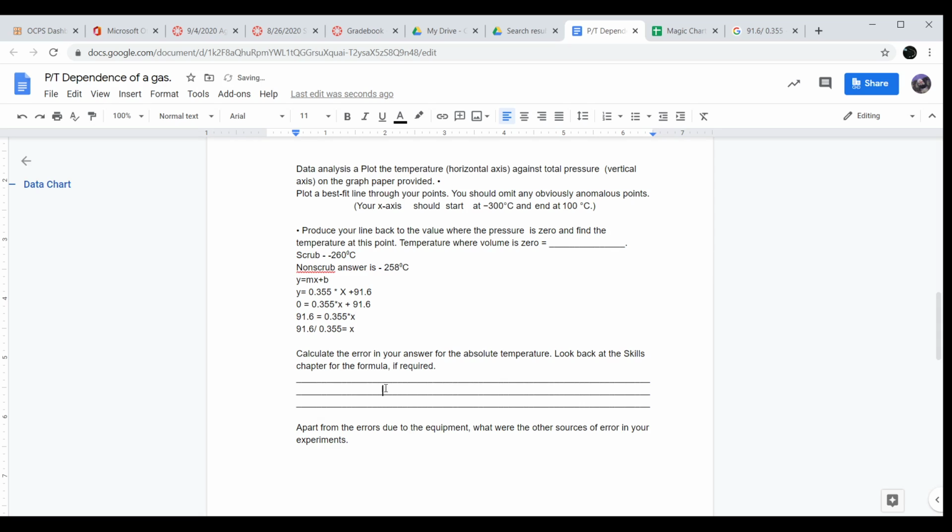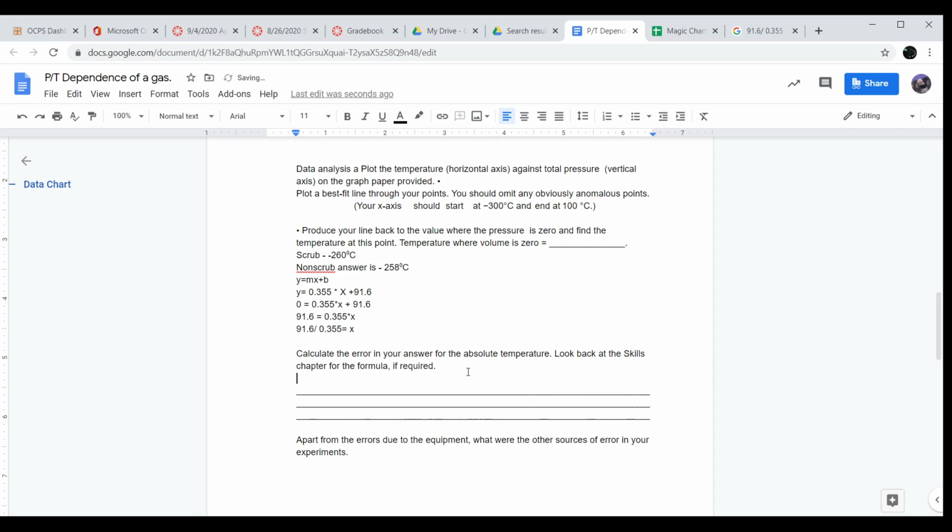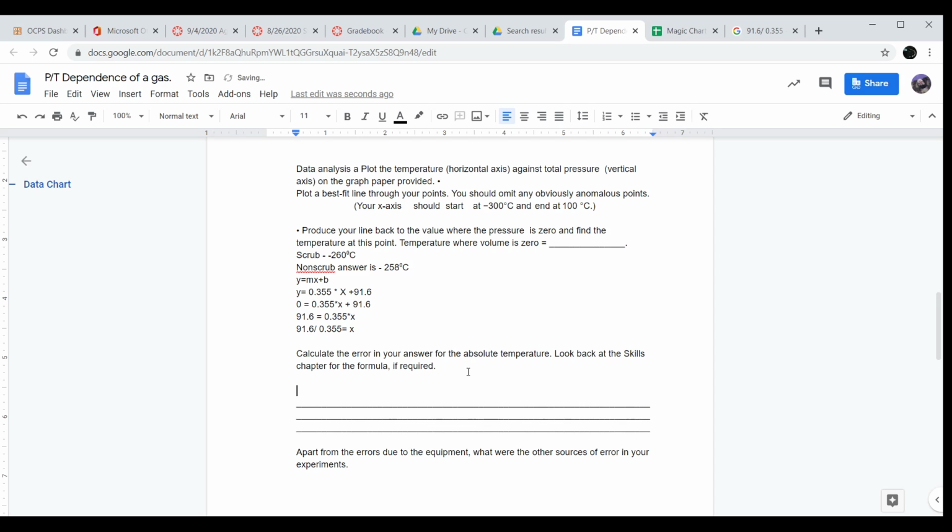Now it's asking us to calculate our error. Our error is going to be the one that uses the equation of measured minus expected, and all of that divided by expected.